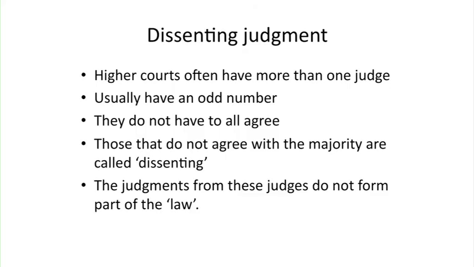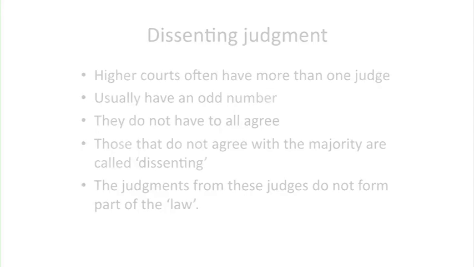Another confusing aspect when reading law reports is that higher courts often have more than one judge, and they do not have to agree before a decision is binding, and that's why most will have an odd number. Those that do not agree with the majority are called dissenting, and the judgments from these judges do not form part of the law. So it's worth reading carefully to make sure that the point you're relying upon is not one from a dissenting judge.